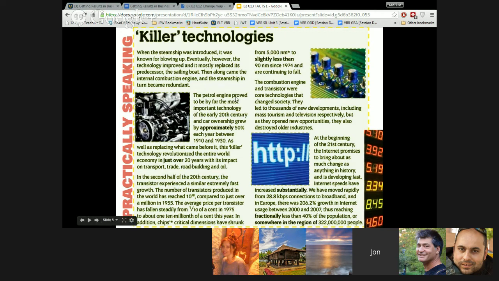The petrol engine proved to be by far the most important technology of the early 20th century, and car ownership grew by approximately 50% each year between 1910 and 1930, as well as replacing what came before it. This killer technology revolutionized the entire world economy in just over 20 years, with its impact on transport, trade, road building, and oil.